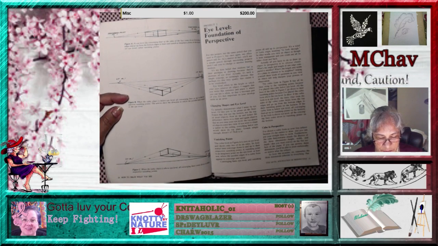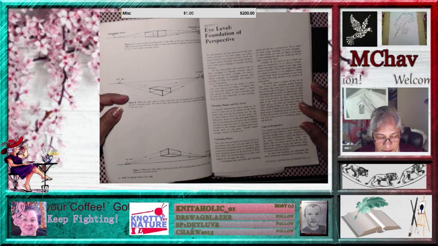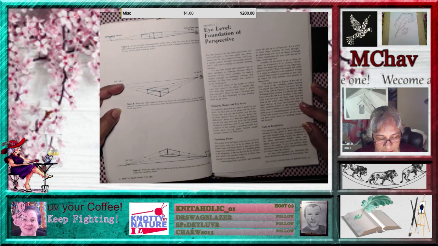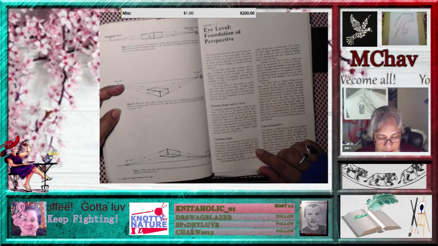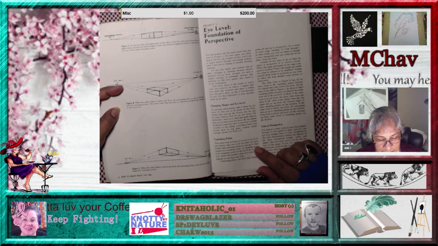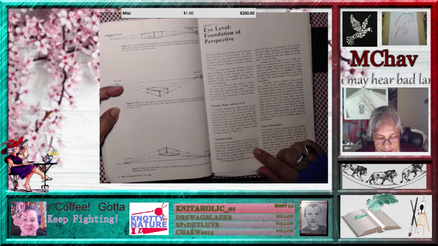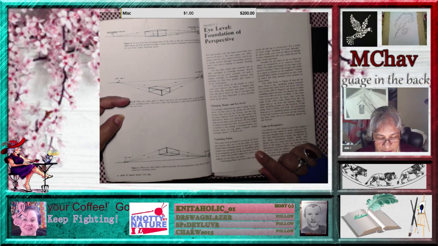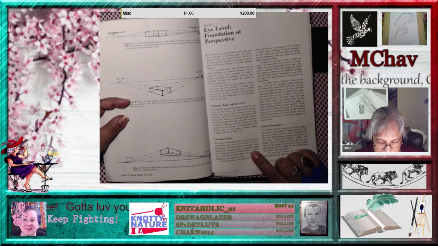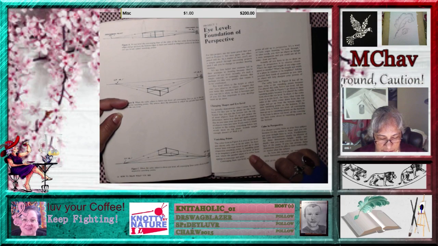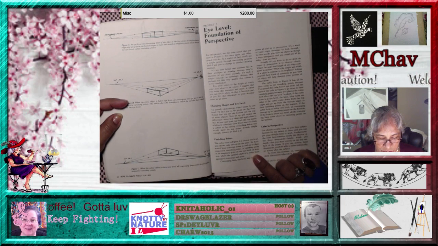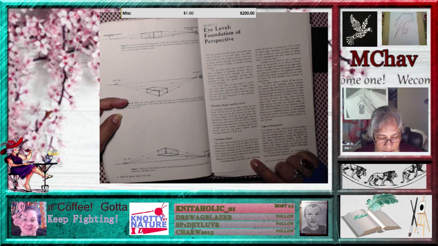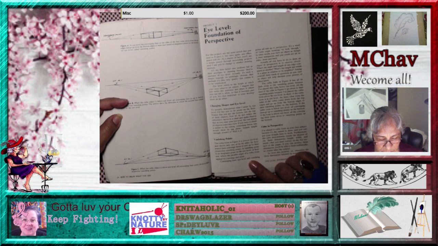The cube form in figure A is seen at eye level and shows only two of its six sides. Its horizontal lines converge to their respective vanishing points. I stumbled in my words, I apologize for that. A vanishing point is an imaginary point on the eye level or horizon where the parallel edges of a cubic form appear to converge and meet.